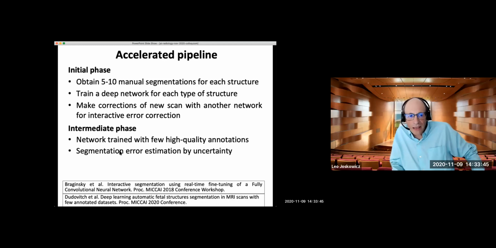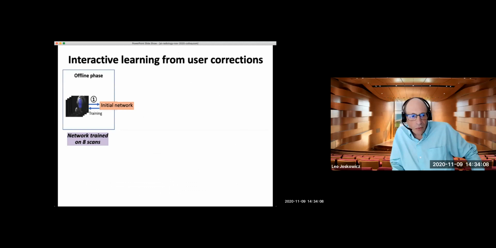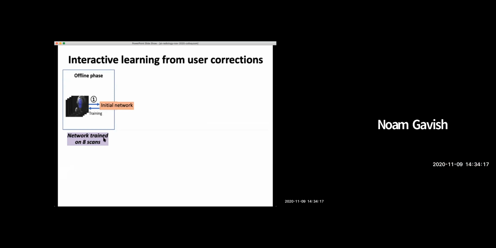We do segmentation error estimation by uncertainty. We do automatic segmentation error correction. And then, for those with sufficiently high uncertainty, we ask the radiologist to correct, but this time only a few selected ones. Based on that, we achieve a high quality network. So this is the idea for the interactive correction. We start with a network trained with very few cases.